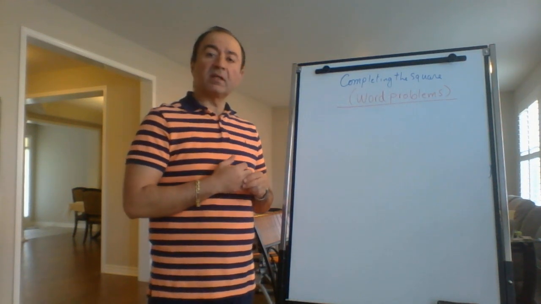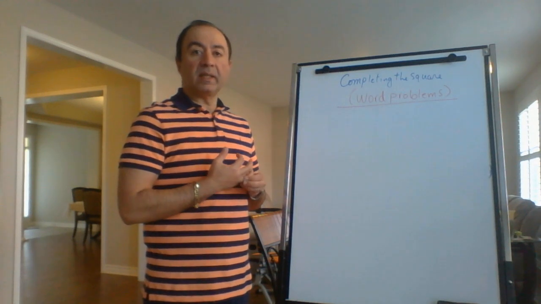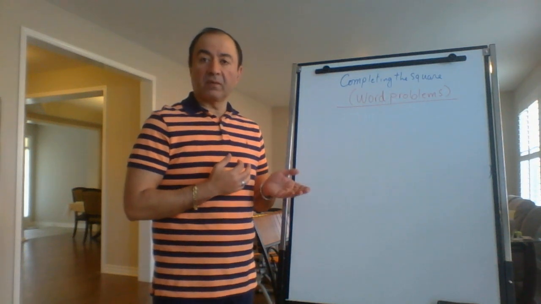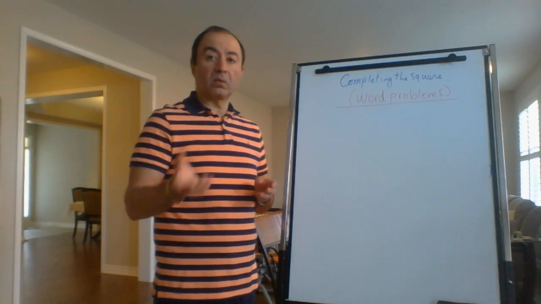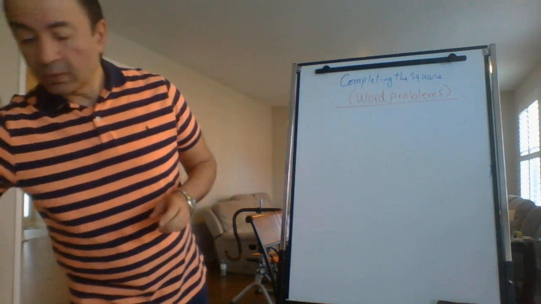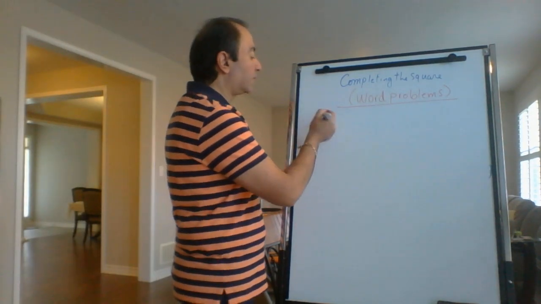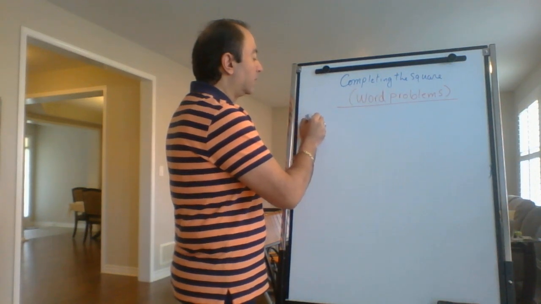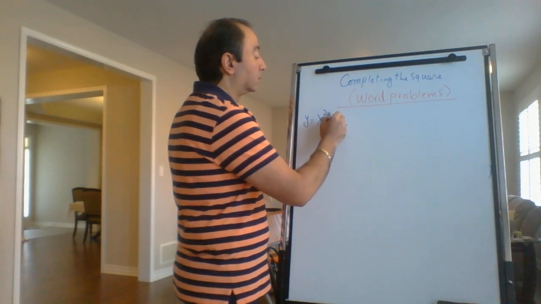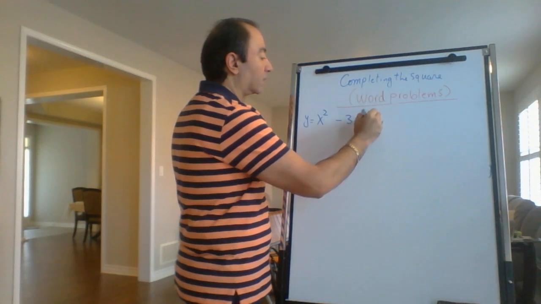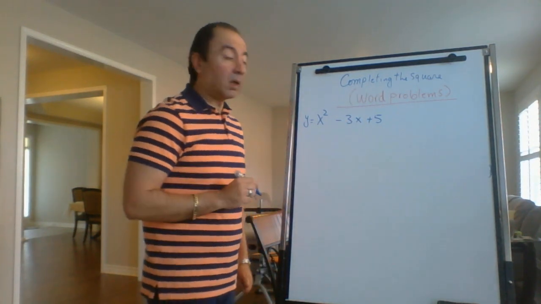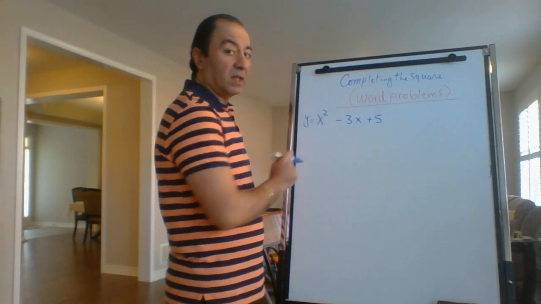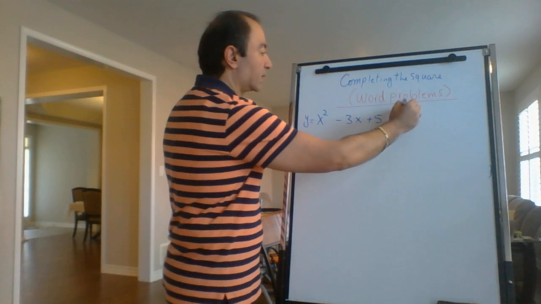So Emma asked me yesterday, what if b is an odd number? So I will give an example for this, and then we'll go for today's lesson. So let us say I have this quadratic, y equals x squared minus 3x plus 5, and I want to find the minimum. This has a minimum because a is positive, so it opens up.